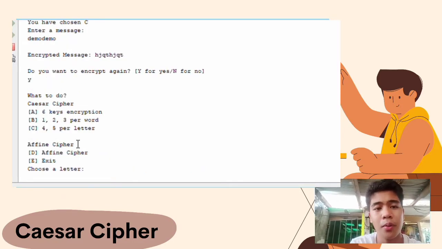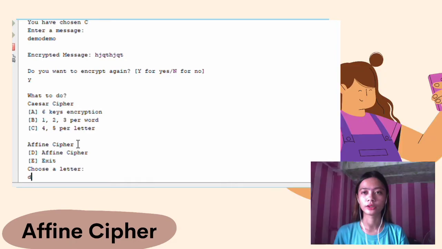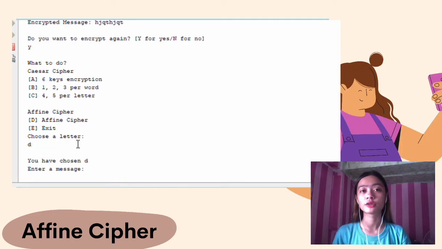with its encryption key of 4 and 5 per letter. For the affine cipher, it has two keys. A is equal to 17 and B is equal to 20. The alphabet letters A to Z are counted as numbers 0 to 25. 0 is equal to A, 1 is equal to B, and so on. To get the result, the value of key A is multiplied by the value of the letter plus the value of key B.